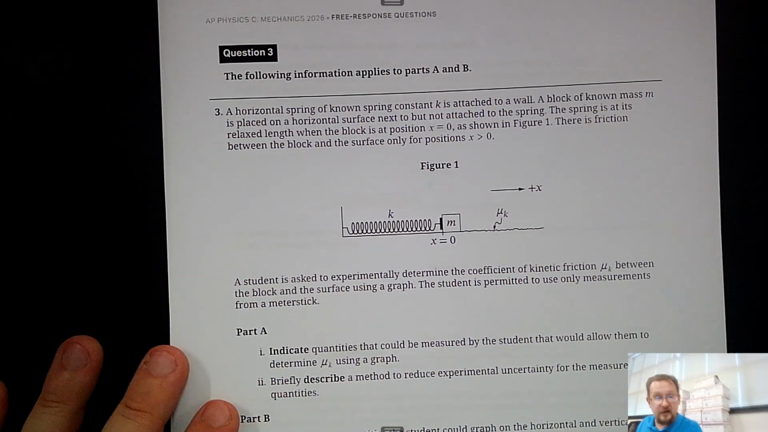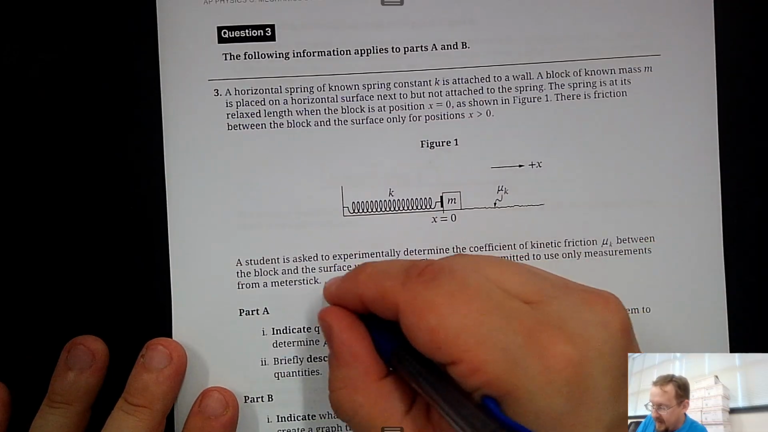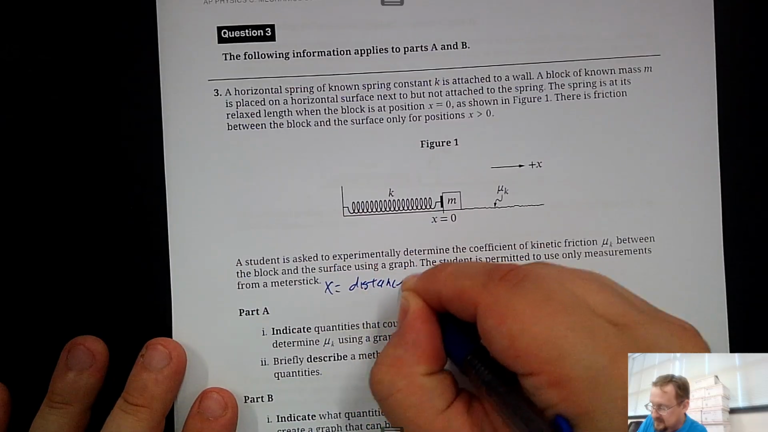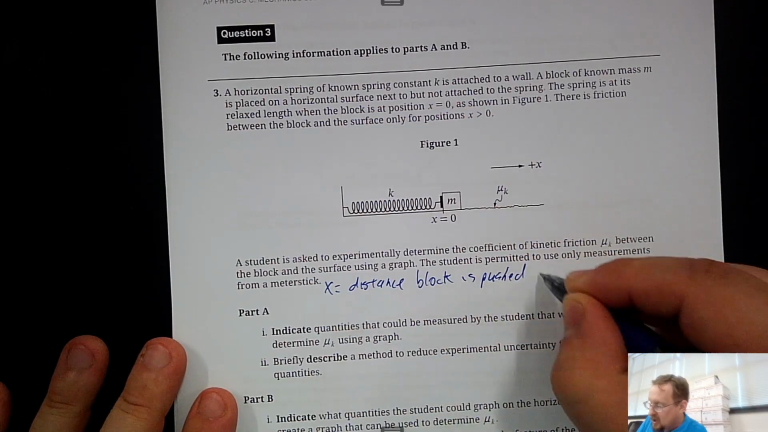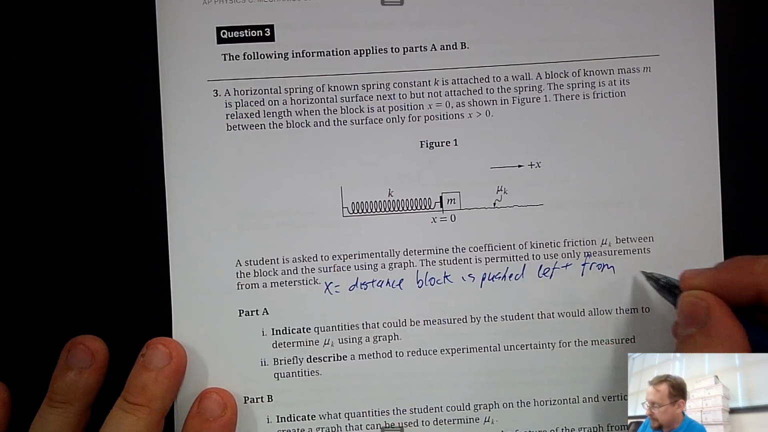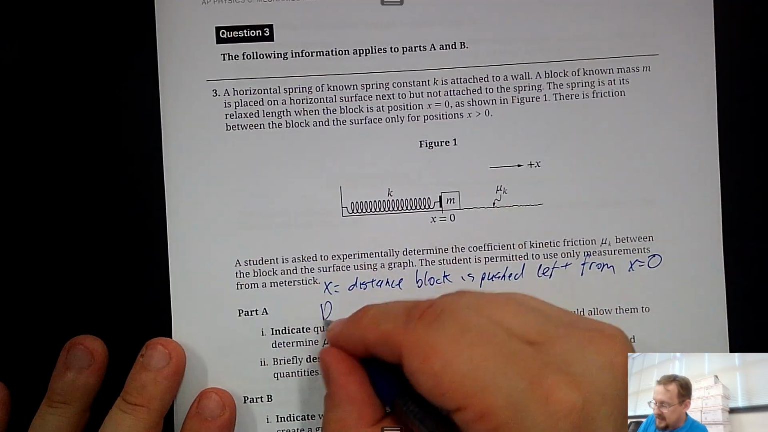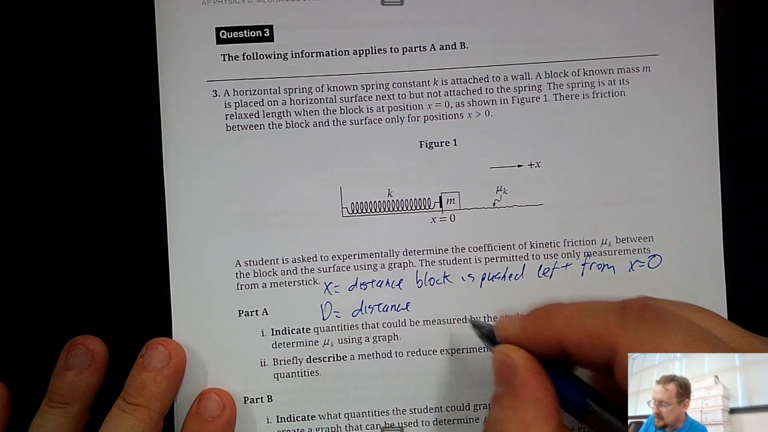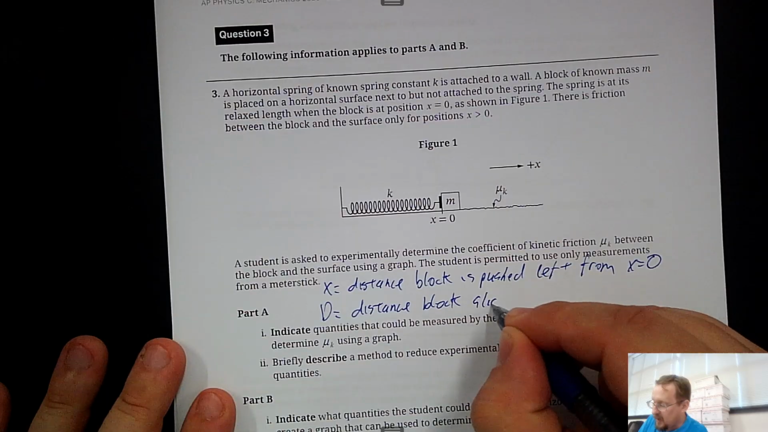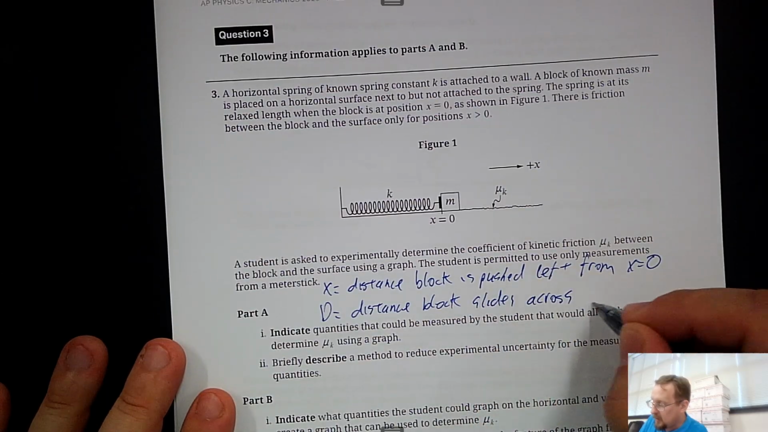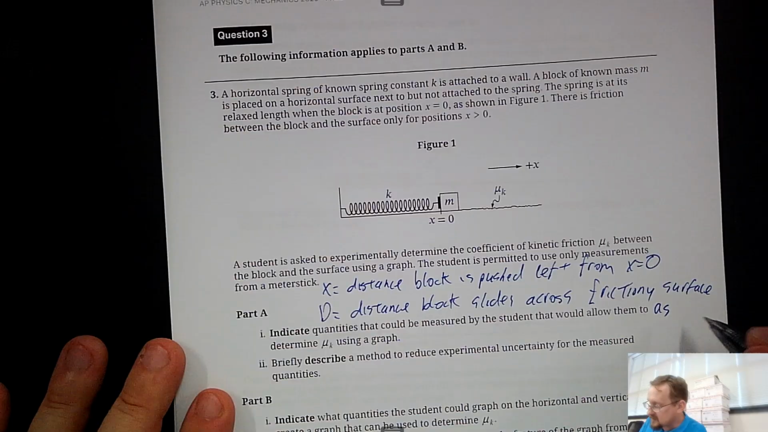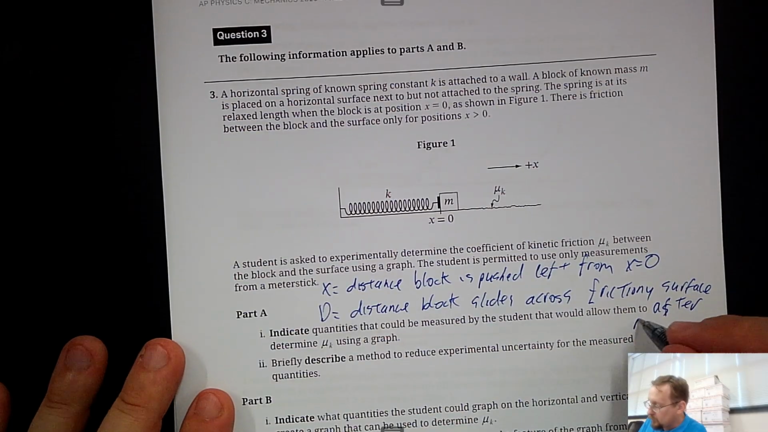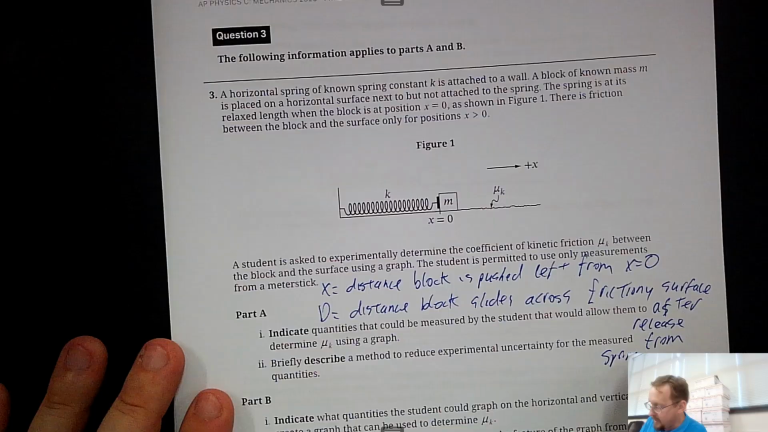Okay, so what quantities are we going to measure? We're going to say x is the distance the block is pushed to the left from x equals 0, and d is the distance the block slides across the frictiony surface after release from the spring compression.